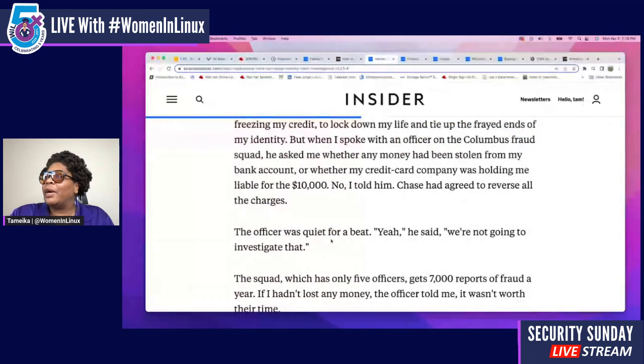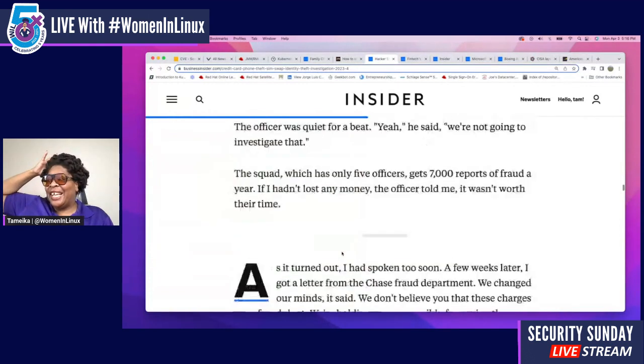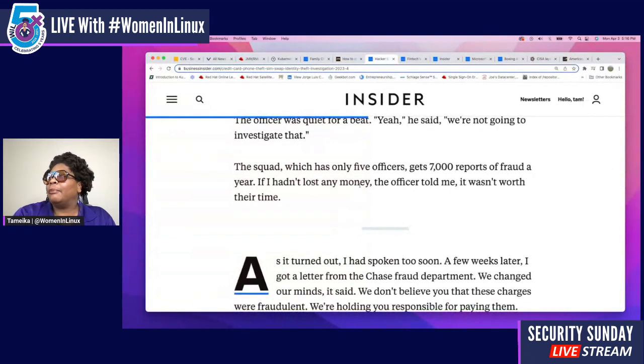The officer was quiet for a bit. Then he said, "Yeah, we're not going to investigate that. The squad, which has only 5 officers, gets 7,000 reports of fraud a year. If you hadn't lost your money, it's not worth our time."